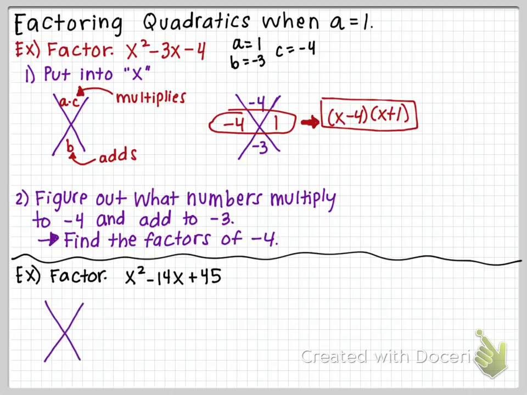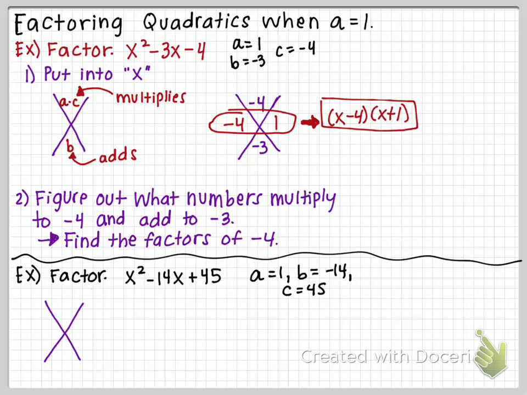So factor x squared minus 14x plus 45. So remember, up here it tells us multiplies a times c, adds to b. So let's pick out our a, b, and c. A is 1. And remember, we cannot do it exactly this way if a is anything different than 1. So we're not going to look at that yet. But make sure your a is actually 1.